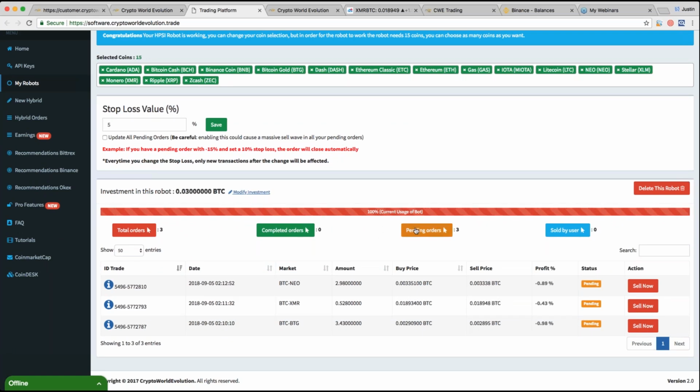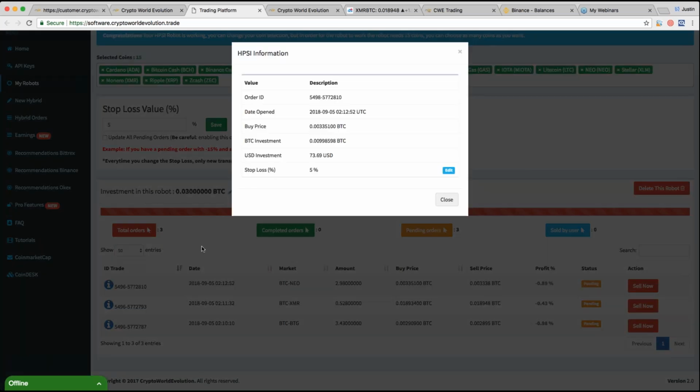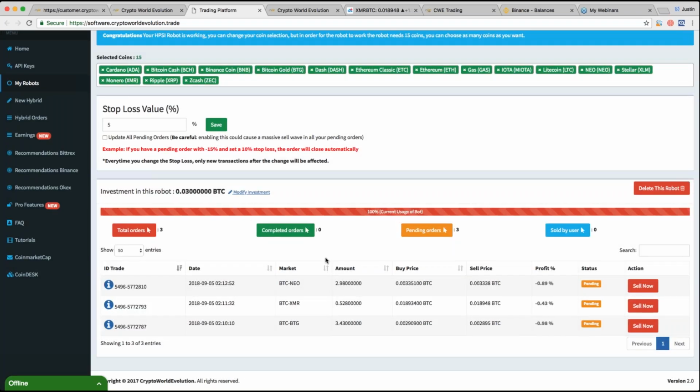All right, so here's another tip I'm going to share with you. When the bot is 100% used up like this, that means it took my 0.03 Bitcoin and has it in all of these 3 trades, which is not a lot, but it's okay. Each bot here has $73 invested in it. Those 3 coins add up to 0.03 Bitcoin. The whole bot is used up right now.